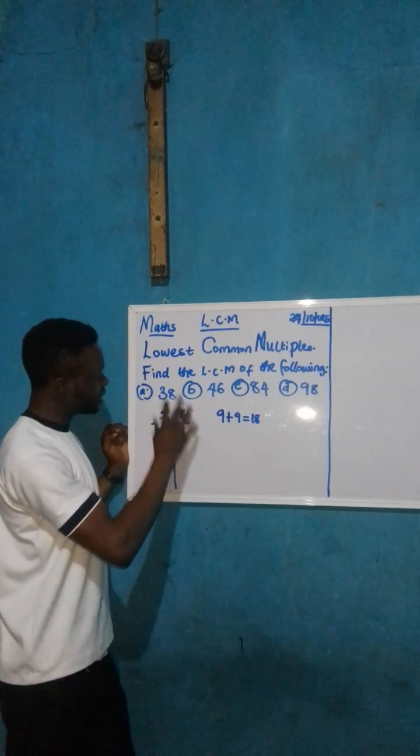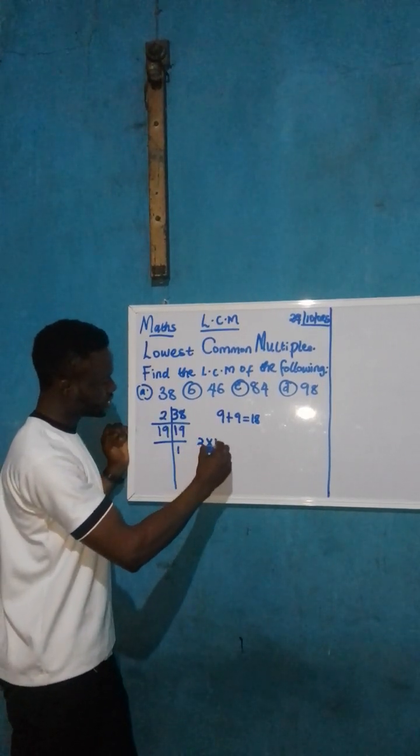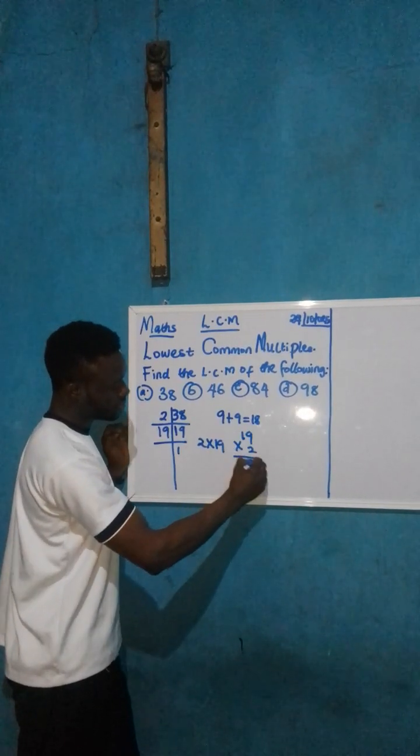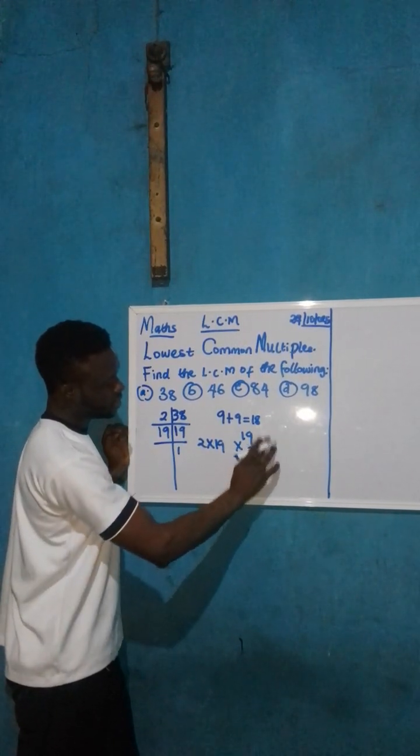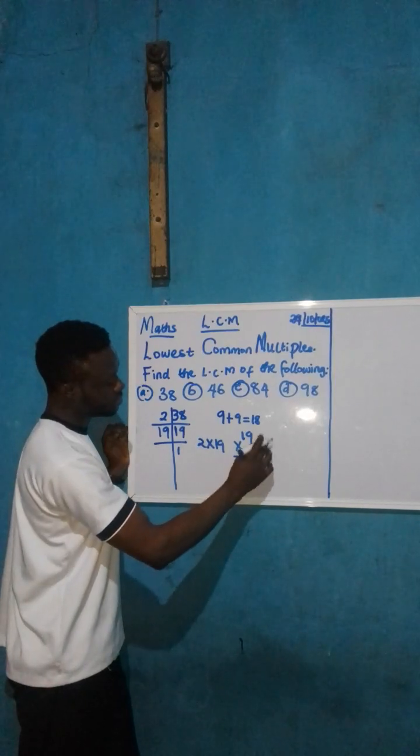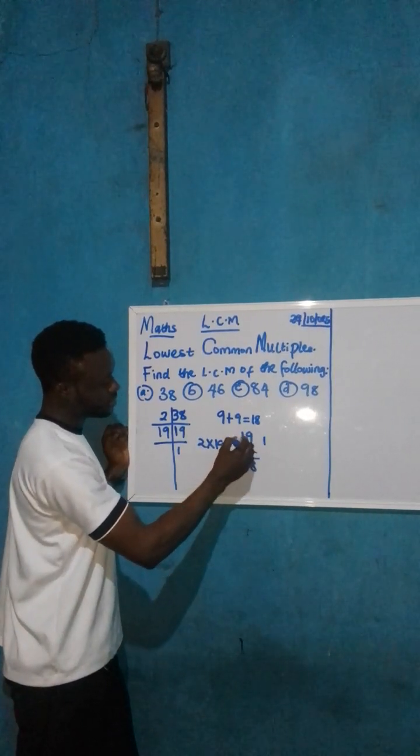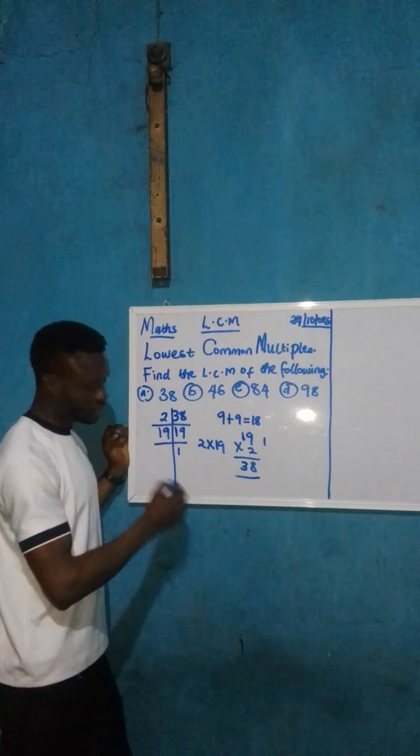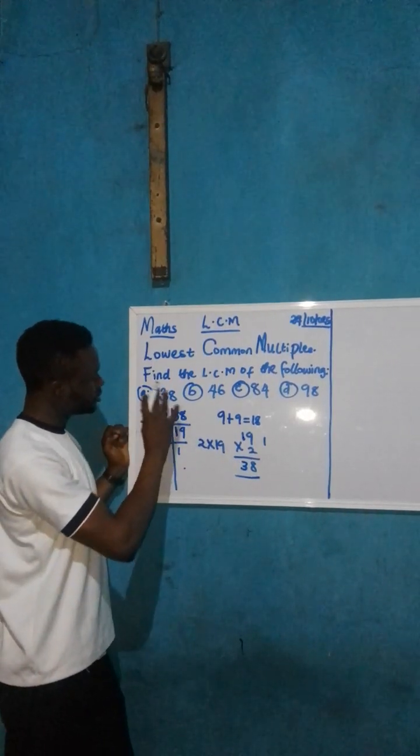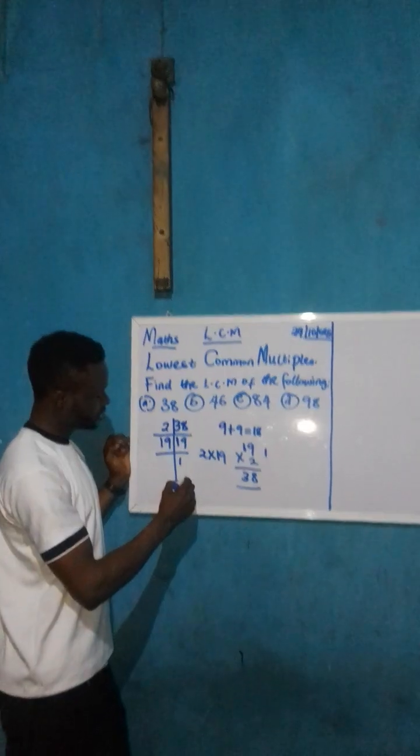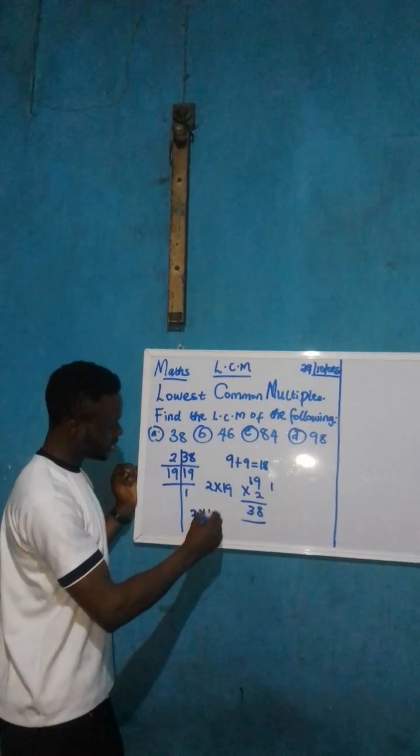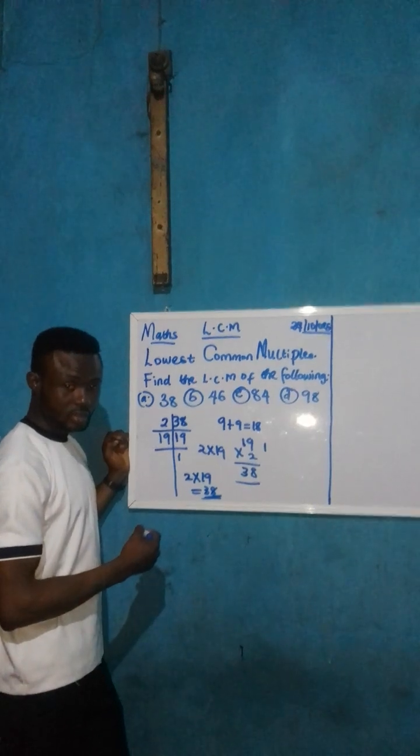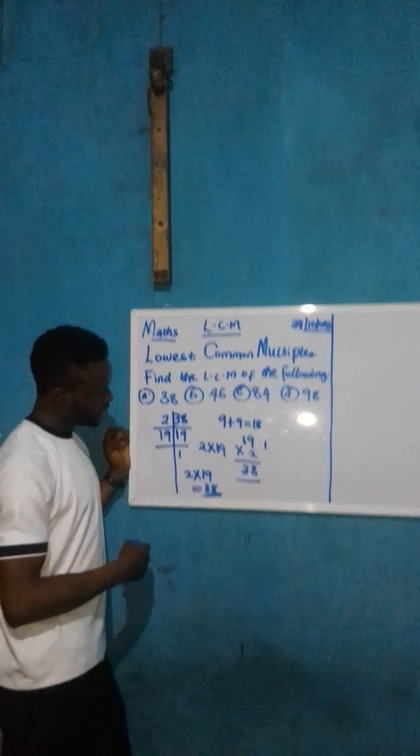So our answer now is 2 times 19. So we say 19 times 2. 2 times 9 will give us 18. We write 8, carry 1. 2 times 1 is 2, plus 1, 3, which is 38. So we know the LCM of 38 is 2 times 19, which is equals to 38. Do you understand? Do you understand me? So this is the LCM.